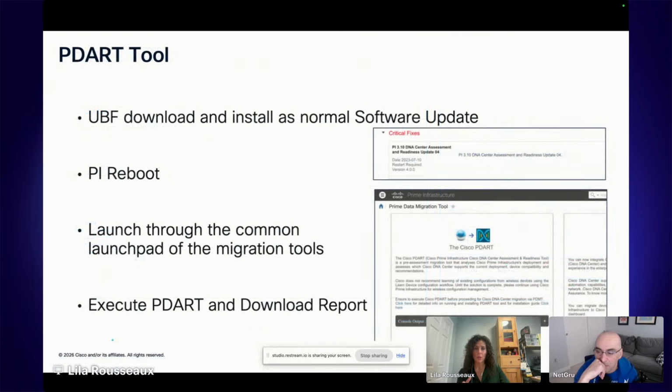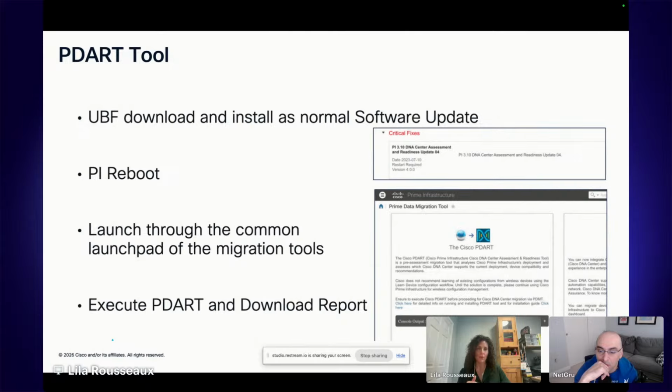How do we install the tool? It's pretty straightforward. It applies like a software update, like a patch to Prime Infrastructure. The only thing that is disruptive, if you wish, is that we need to reboot Prime Infrastructure, so depending on your policy, you might need a maintenance window. But no changes are actually made to any of your network devices, your network, or your configs. It's just installing this patch and rebooting Prime Infrastructure.